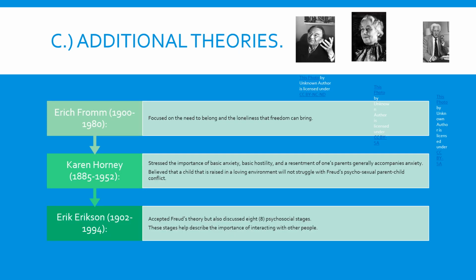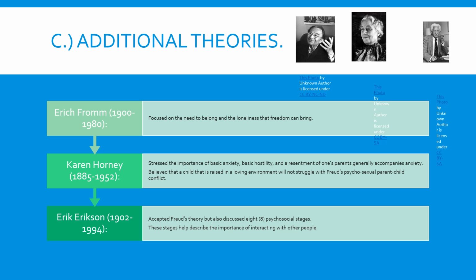Additional theories. Erich Fromm, 1900 to 1980. On the top right-hand side of your screen, his picture is on the far left-hand side. He focused on the need to belong and the loneliness that freedom can bring. Karen Horney, 1885 to 1952, her picture is in the middle there, stressed the importance of basic anxiety, basic hostility, and a resentment of one's parents generally accompanies anxiety. She believed that a child that is raised in a loving environment will not struggle with Freud's psychosexual parent-child conflict.